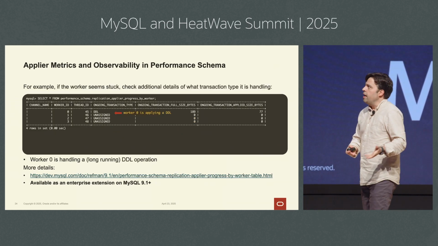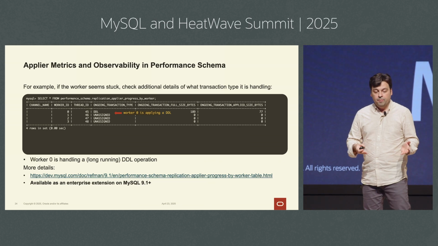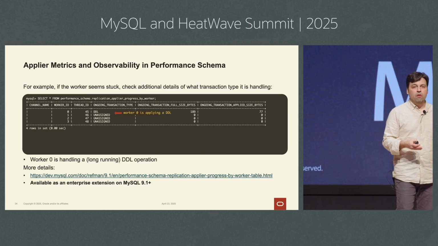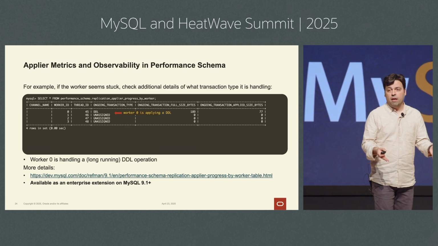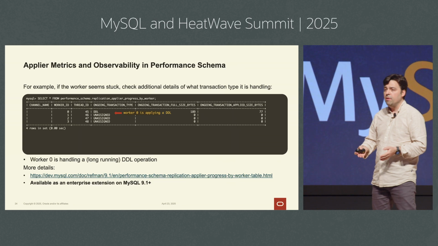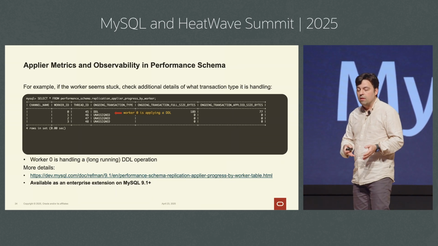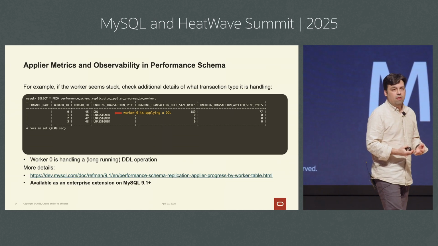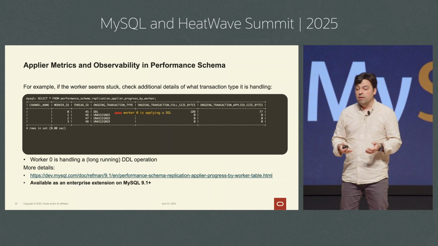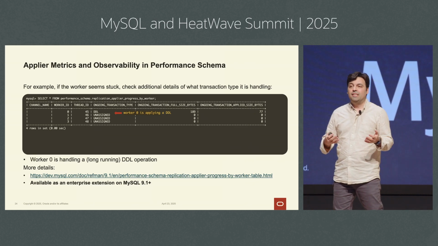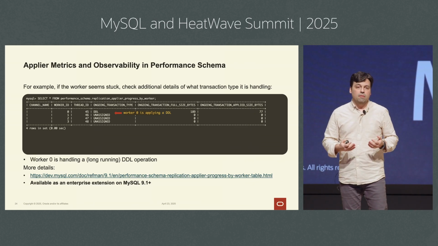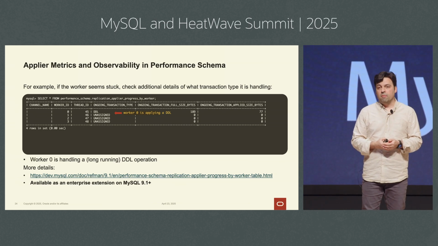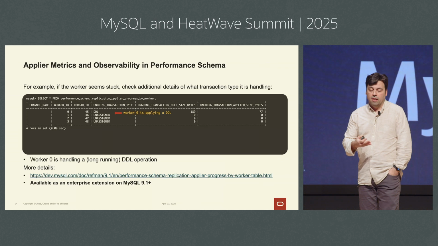In this other case, we can look and see that there's one applier thread that is actually stuck. I don't know exactly what it's doing. Let's go and have a look, right? We have this new performance schema table that will tell us that this worker thread here is actually applying a DDL, possibly a long-running DDL, like an alter table add index or something. This is why it seems like it is stuck. So it is not, right? It's applying the DDL. I can go and look elsewhere in performance schema at exactly what it is doing, what type of DDL, and so on and so forth.